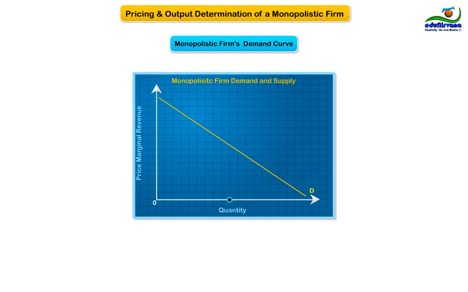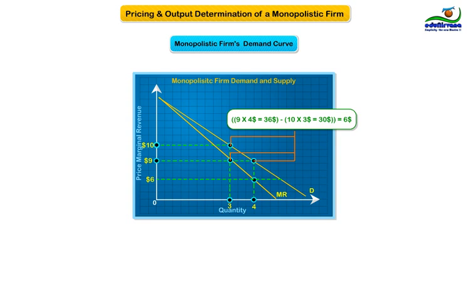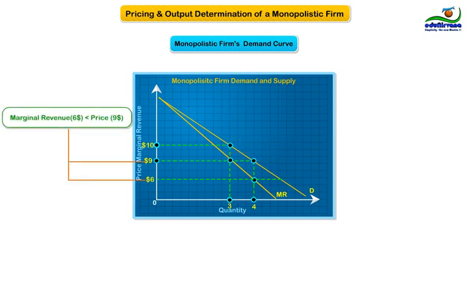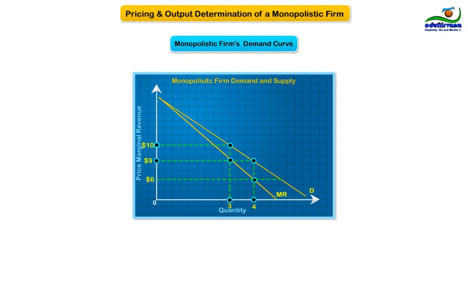For example, let's say that it can sell 3 units at $10 each, but that it has to lower its price to $9 to sell 4 units. Its marginal revenue is therefore $6. That is, total revenue at 3 units is $30 and total revenue at 4 units is $36, which is below its price of $9. Thus, for the monopolistic competitor, P is greater than MR.